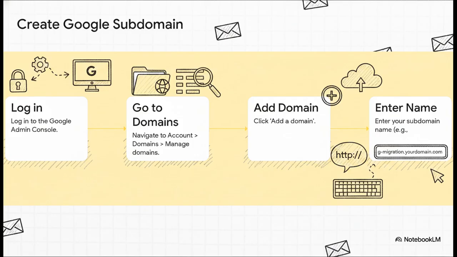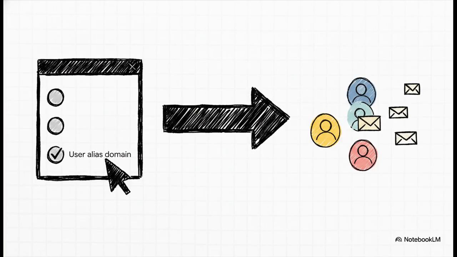gmigration.yourdomain.com works perfectly. Okay, stop and pay close attention here, because this next choice is absolutely, positively critical. You must select User Alias Domain. With this one single click, you are automatically creating a brand new email alias, like user@gmigration.yourdomain.com for every single user in your entire organization. This right here, this is the magic key that makes all the routing work later on.